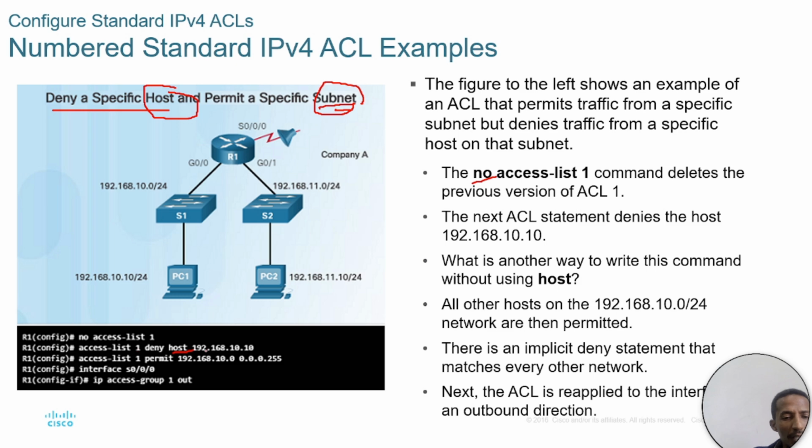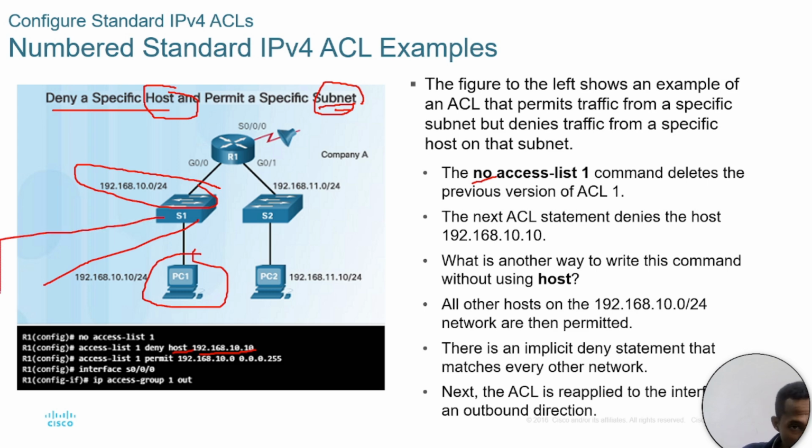So for example, here we are denying who? 192.168.10.10. So who is being denied? Access list 1 is denying who? Host 1. So this host is being denied. And what is the second statement doing? It is permitting this net, the subnet. So this is a subnet, and this is a host. So the host is a part of a subnet. When you say a subnet, all the members of this network will be permitted, but this PC is denied.